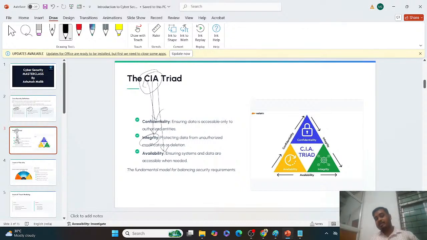When we maintain the integrity, what will happen? The data will be protected. Okay, so the third one is what? Availability. So what is availability? Ensuring systems and data are accessible when needed. Okay, so now we'll talk about this availability. Ensuring systems and data are accessible when needed.